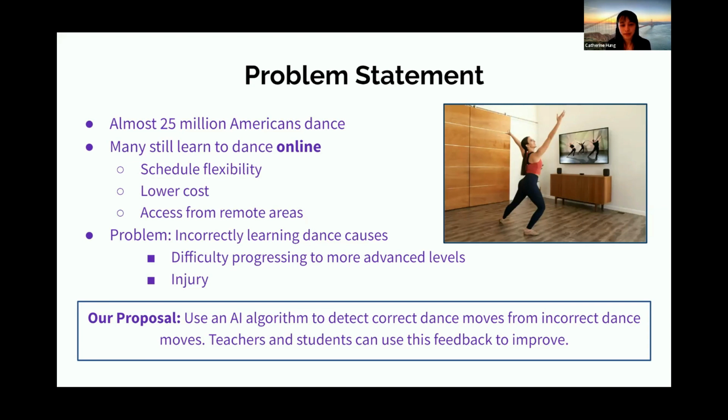So my proposal is to help people understand whether or not they did a move correctly or incorrectly by using an AI algorithm to detect correct dance moves from incorrect dance moves. So the students can use this feedback to improve, and the teachers can also use this feedback to help their students more in instructing them on how to do the move more correctly.